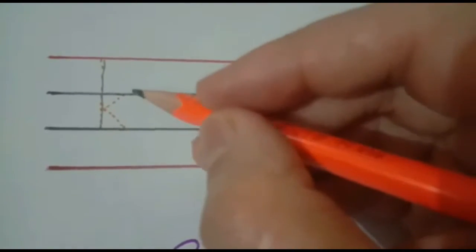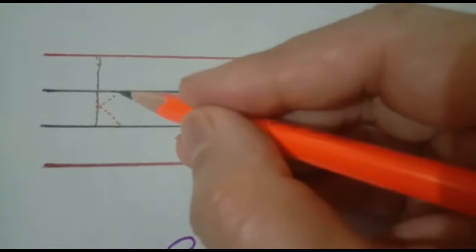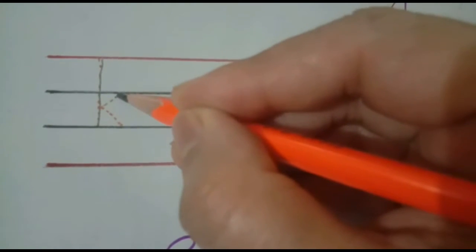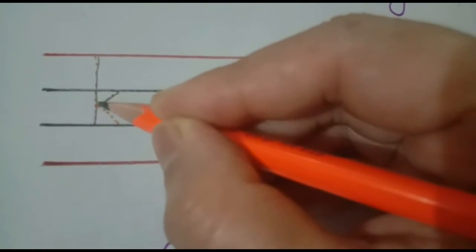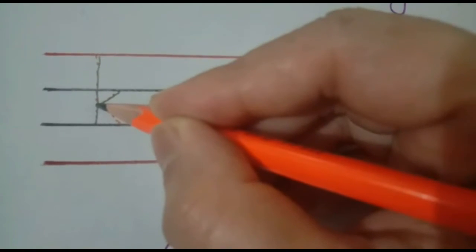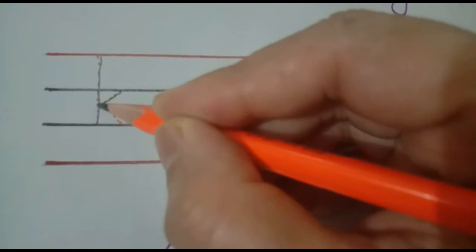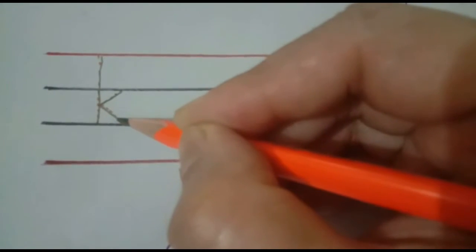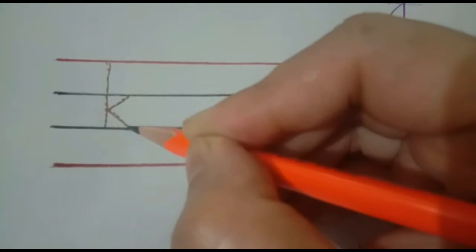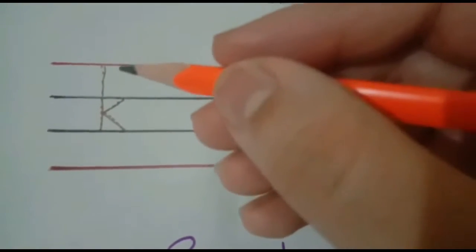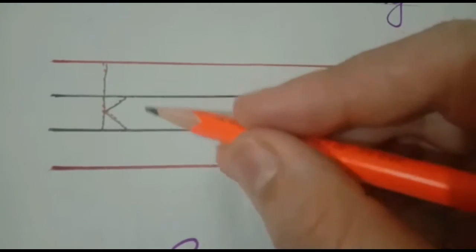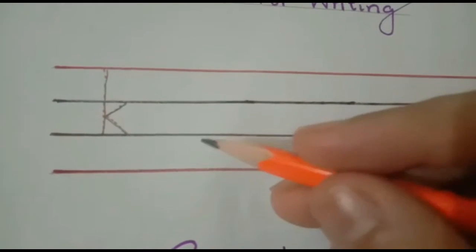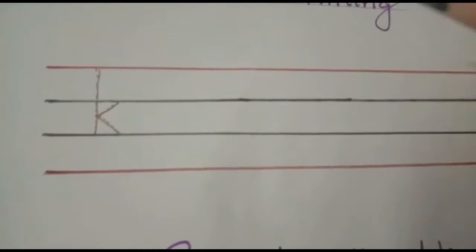Now for small k, next step, I will start from the middle line for a slant line like this and touch this straight line, and here I will make another slant line like this and touch the base line. This is small k, and it should be in the upper three lines, and the sound of this letter is K, K, K, K.